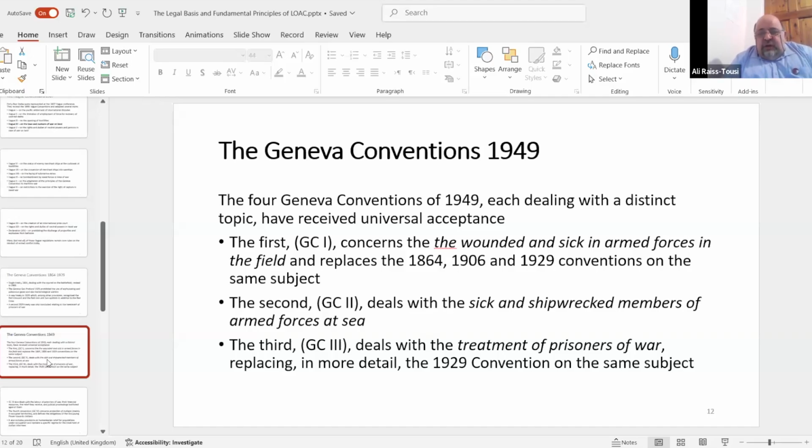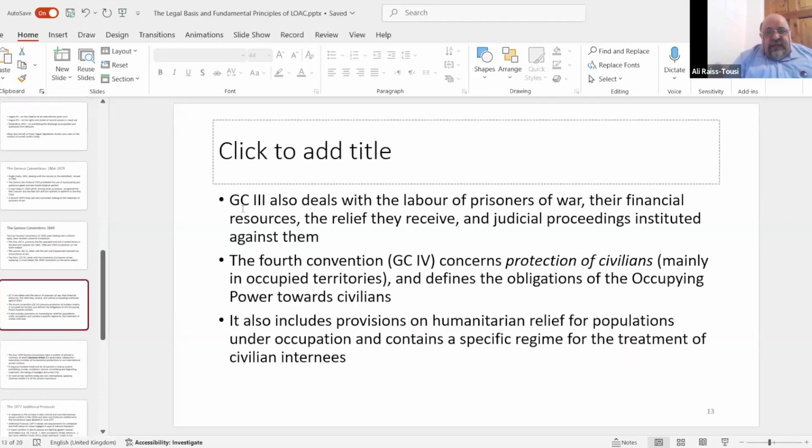Geneva Convention number 1, following the original 1864 convention as it was updated, deals with the wounded and sick in armed forces on the field. Geneva Convention number 2, as it stands, deals with the sick and shipwrecked members of armed forces at sea. The third one deals with treatment of prisoners of war. It has taken the 1929 treaty on the same subject and added a lot of detail to it, replacing the old one.